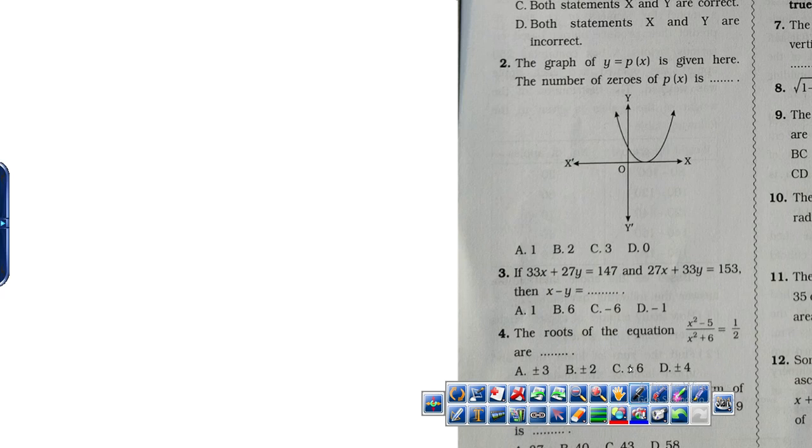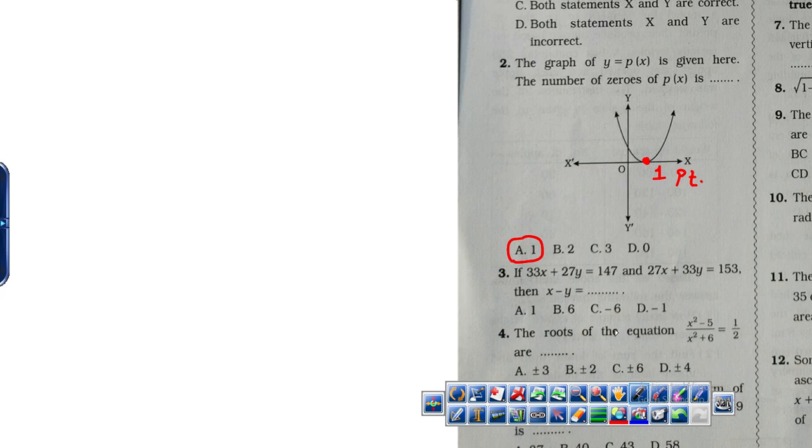Second objective, graph of y is equal to p(x) is given. Here the number of zeros of p(x) is, number of zeros means wherever the graph touches the x-axis, it touches at one point, therefore number of zeros is 1.